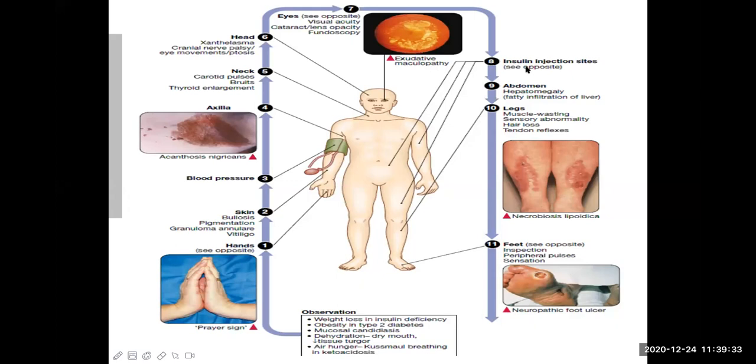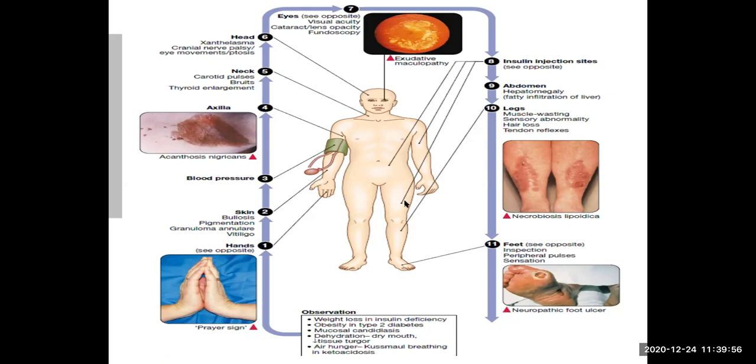Now we have to check for the insulin injection site here. So which are the common insulin injection sites? See there, it is clearly shown three important sites here. Anterior abdominal wall, arm area, and the thigh area. These are the common sites. So we have to examine there and look for some of the changes.